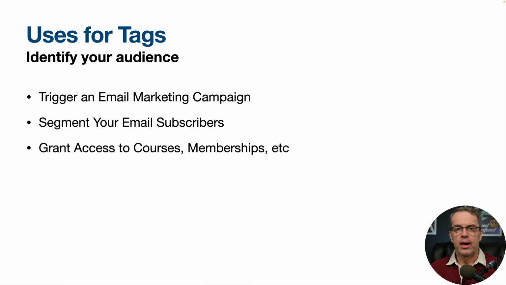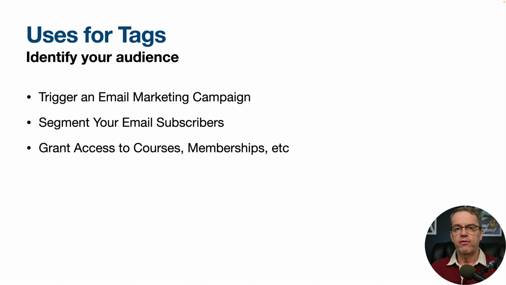For example, I have tags that I call access dash, and then the name of whatever resource they're going to get. So for my membership, I'll give them an access tag. That tag integrates from ConvertKit over to my platform, Searchy. So when someone gets added a tag in ConvertKit, it goes ahead and provisions them in Searchy and gives them access to a hub, or maybe access to a course, or access to a membership.